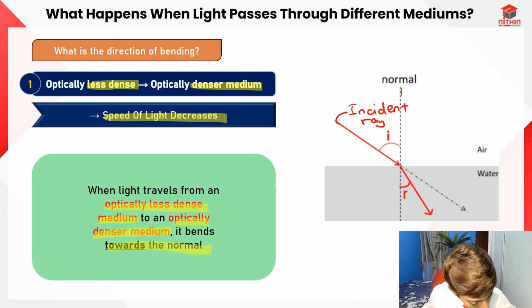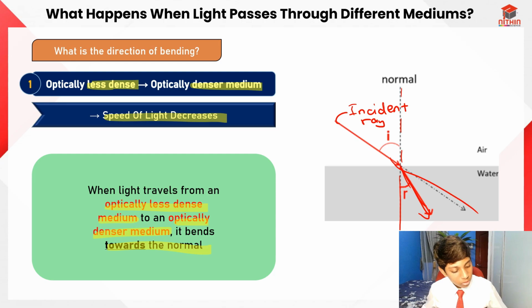We can see that the normal is over here, right? So this is the normal. And the light ray will actually bend towards the normal instead of going straight through. You can see through the image over here, right? Instead of just going as one straight line, it bends towards the normal because of the speed of light decreasing. Next.